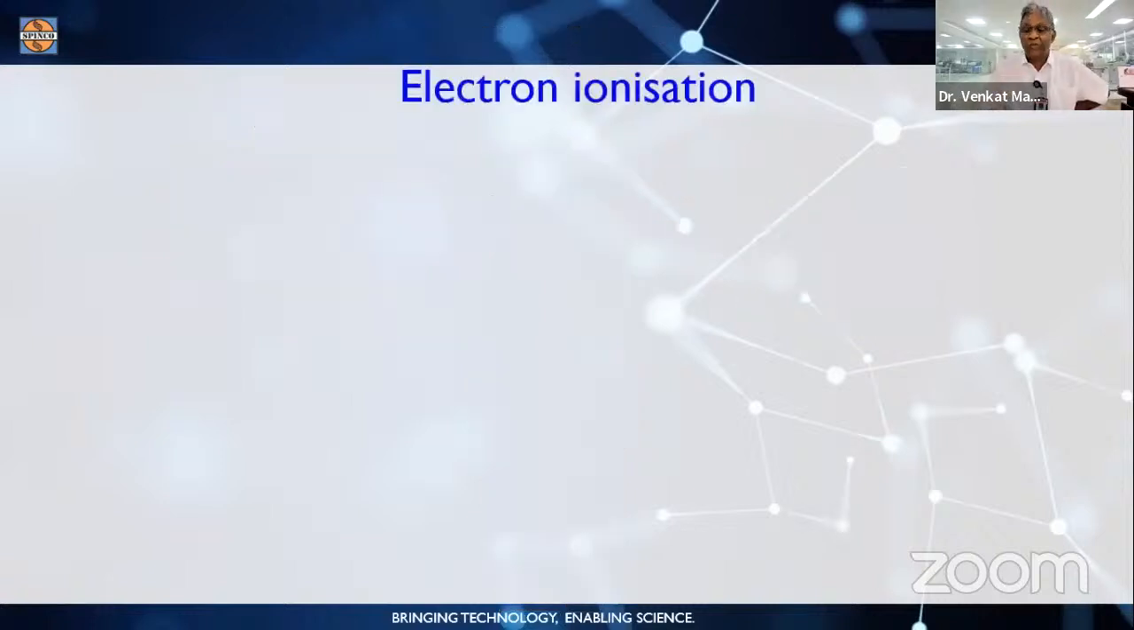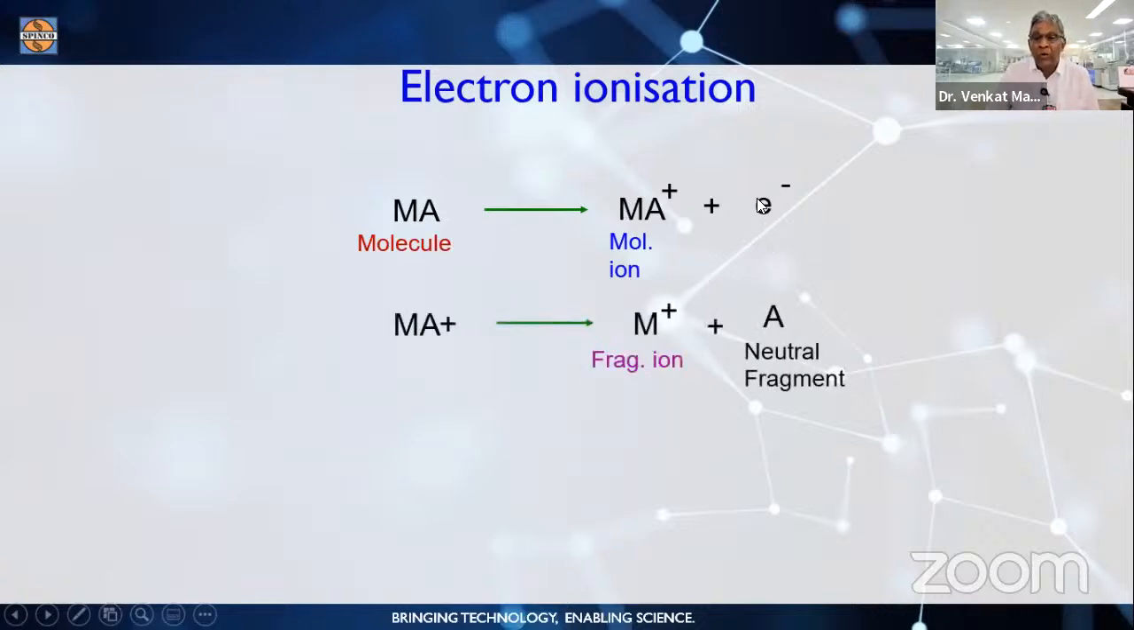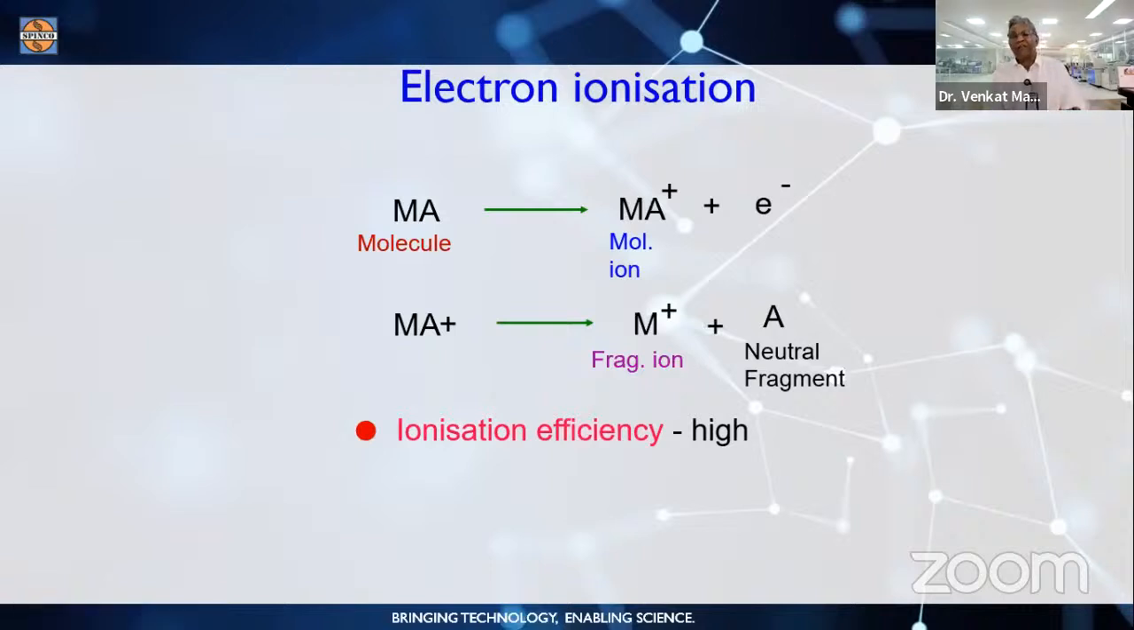Let us see how it does this. Because I am using an electron beam to ionize my compound, I call it electron ionization. What does it do? When the electron beam hits my molecule, it knocks off an electron from my molecule. The moment my molecule loses an electron, I call it a molecular ion. This molecular ion further undergoes fragmentation. I get a fragment ion, and I also get a neutral fragment. This fragment ion is the characteristic of a compound.